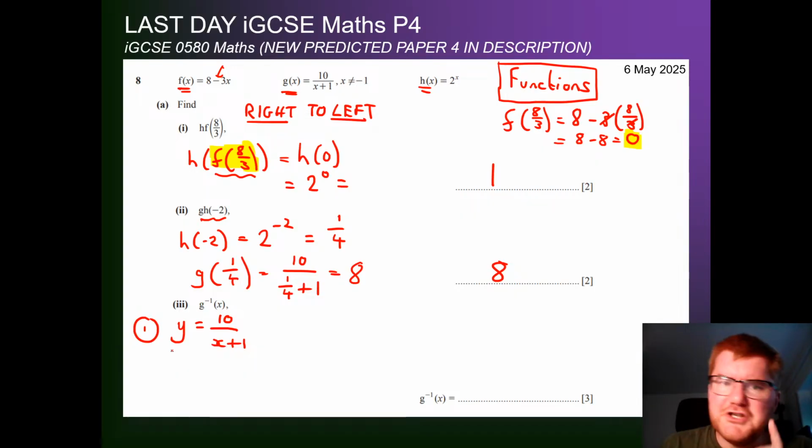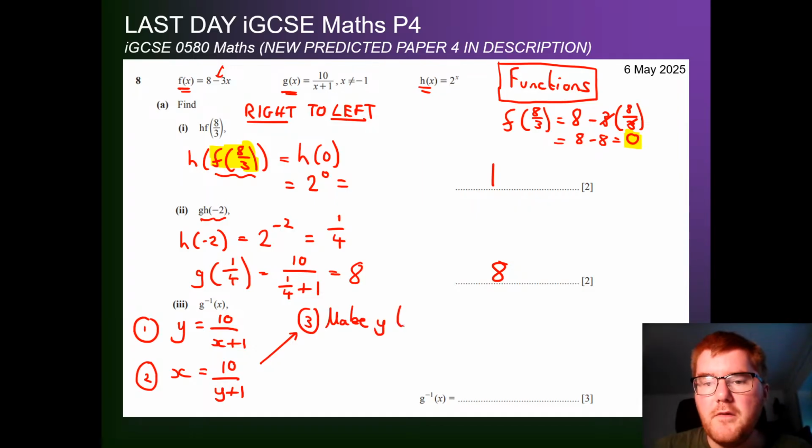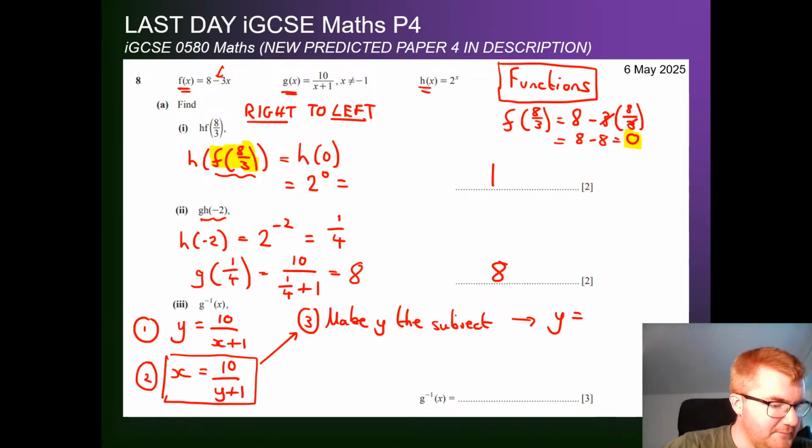Now, the way I teach it generally is I get you to switch it first, because students often forget to switch. So we switch the x and y, so x equals 10 over y plus 1. And then the third step is to make y the subject. What that means in real English is you need to do some algebra so that you get y equals. As you're solving this, you can ask me any burning questions.